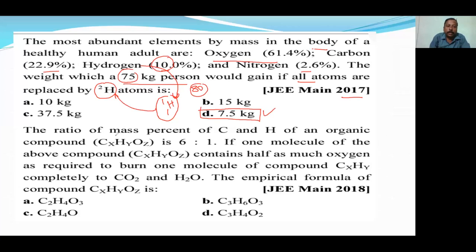Okay, now let's see the next one. The ratio of mass percentage of carbon and hydrogen, only 6 and 1 is given. It contains half as much oxygen as is needed to burn one molecule completely to CO2 and H2O. The empirical formula of the compound is... Try to solve this carefully. When this question came, I remember 3 students could not understand what the question was. You have to read the question twice, then it is easy. Understanding is difficult, but once understood, it is easy. This is a somewhat lengthy question, so I will try to explain it on the whiteboard.